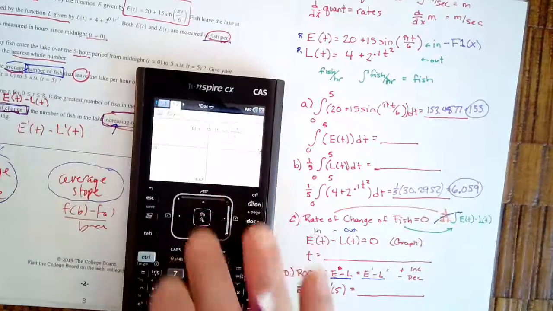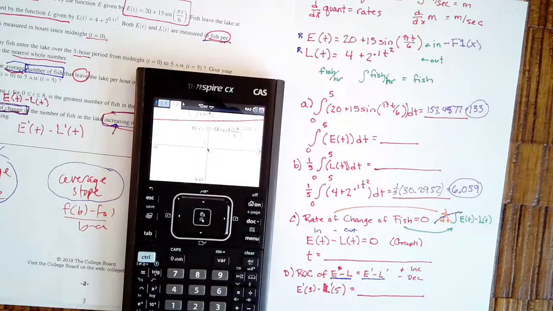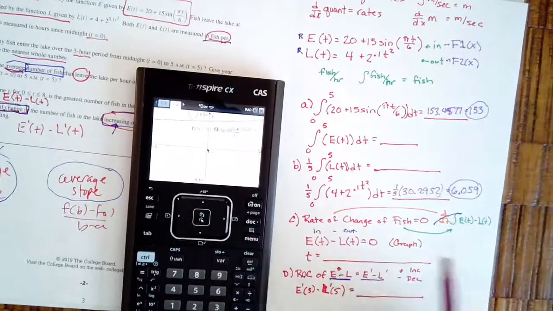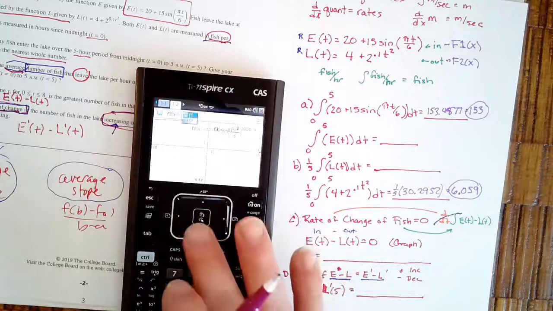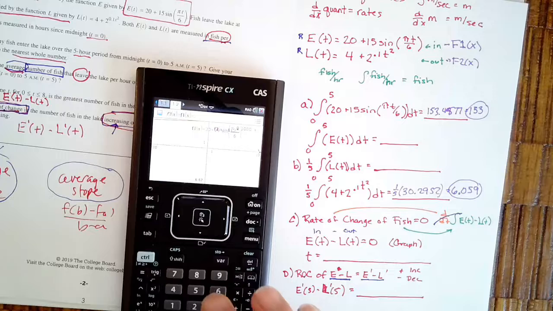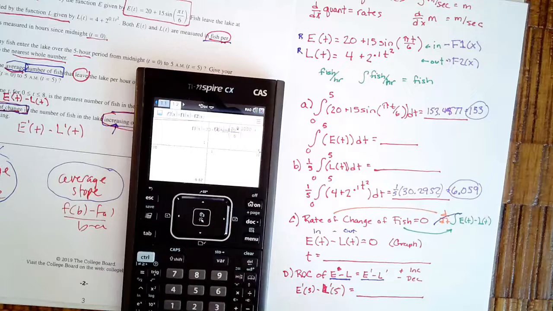Tab, and in 2, I'm going to put 4 plus 2 to the 0.1 times x. I'm going to hit enter. That's stored in F2. And now I want to find when the one function minus the other is equal to 0. So in F3, I'm going to do F1 of x minus F2 of x. And there's the graph of that function.